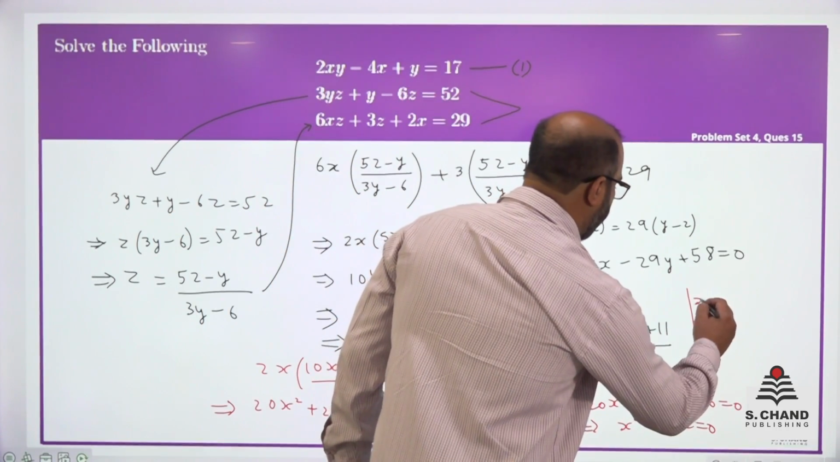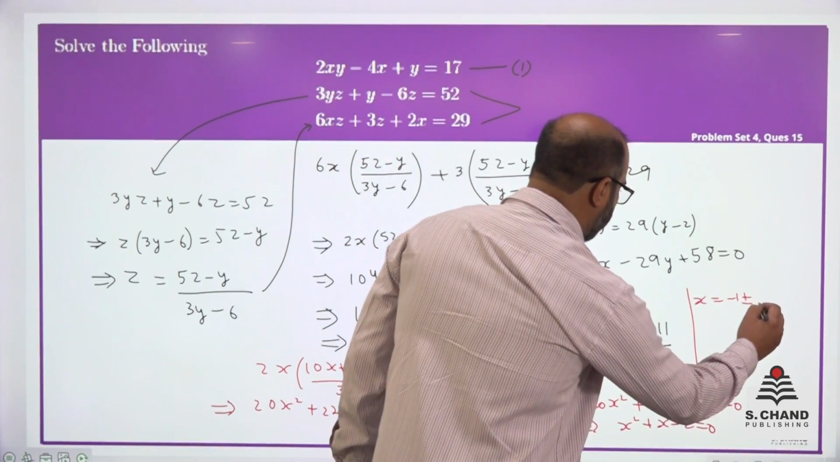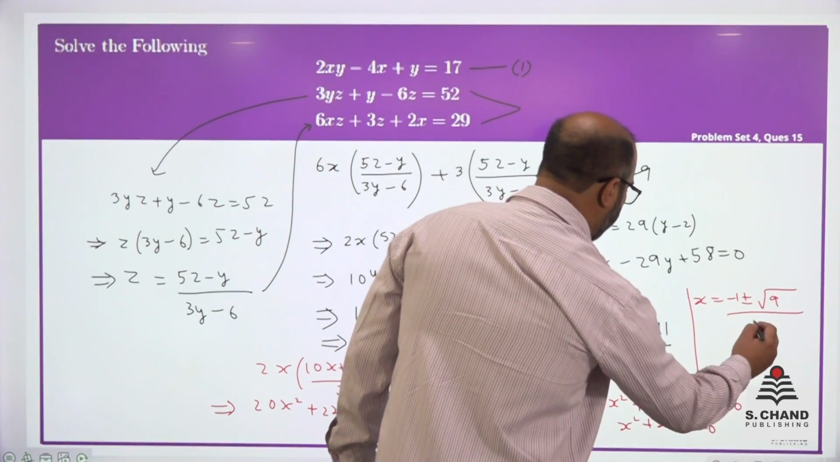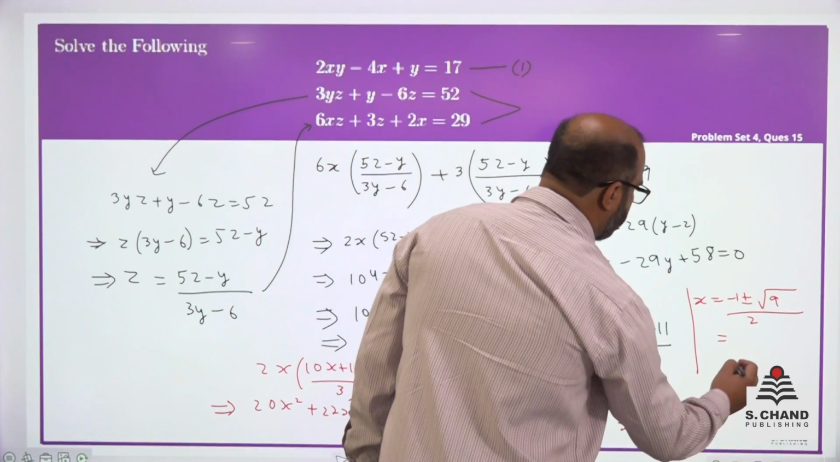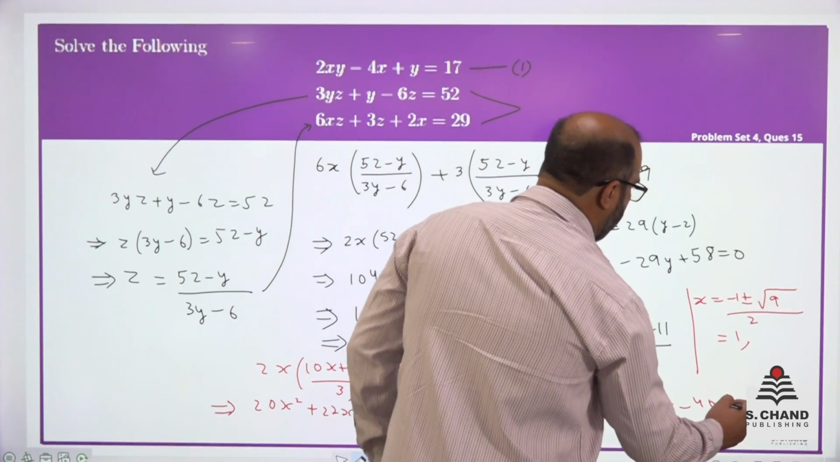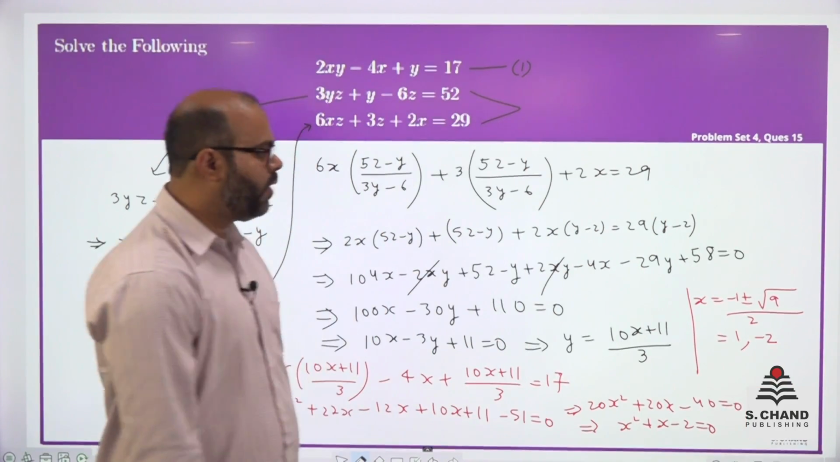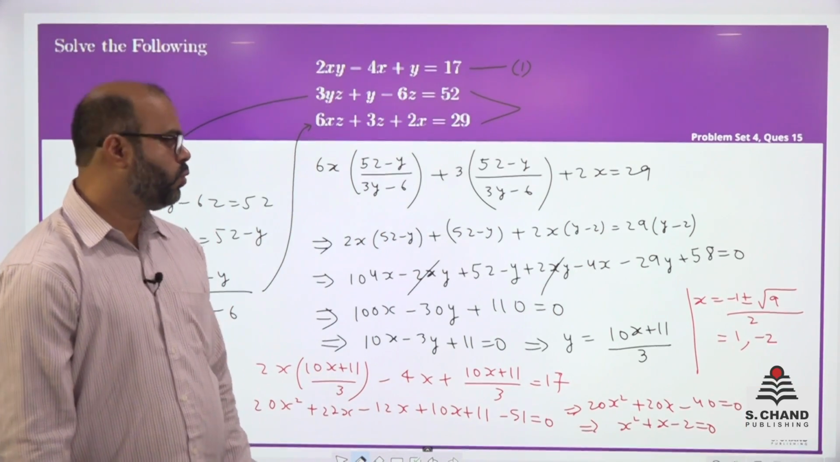Quadratic it is. x is equal to minus b plus minus root over b square minus 4ac upon 2a. So, this will become 3 minus 1 is 2, by 2 is 1, and minus 1 minus 3 is minus 4 by 2, which is minus 2. So, x is equal to 1 and minus 2.